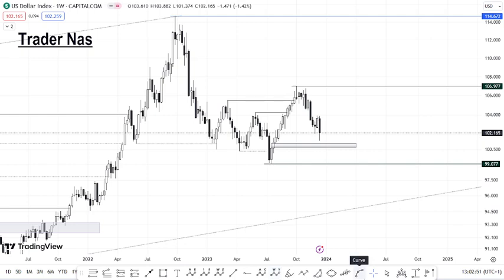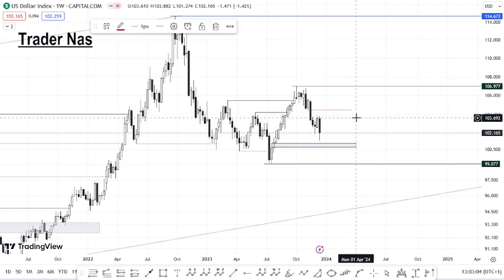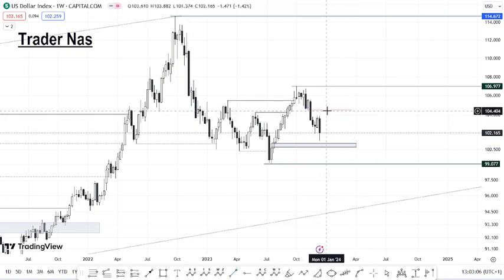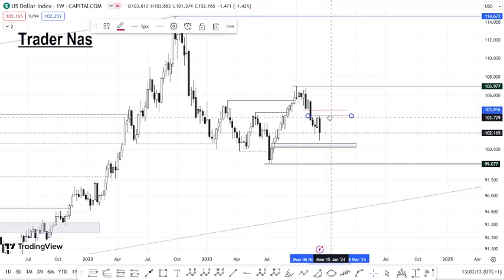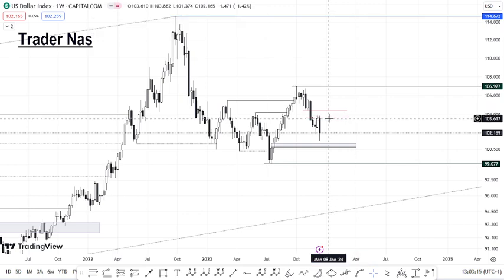So for those who watched my video, I marked that weekly fair value here. That's why price bounced here. You may be asking why price bounced here and dropped, guys. For those who remember, I marked this one here, the other weekly fair value, and this one here. Guess what?